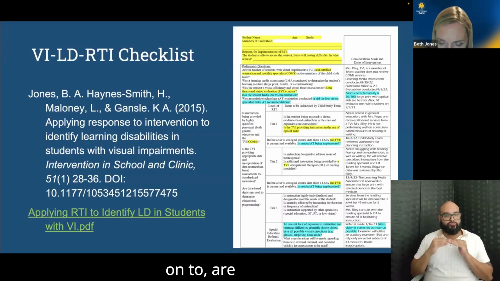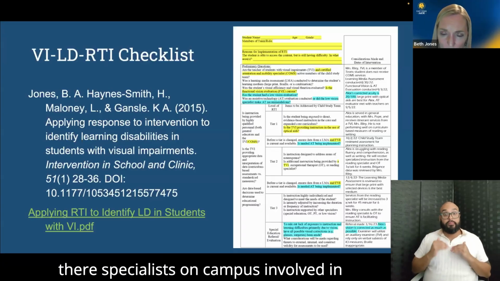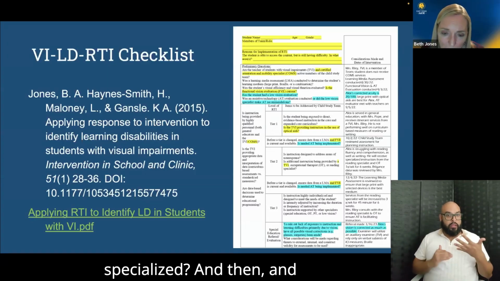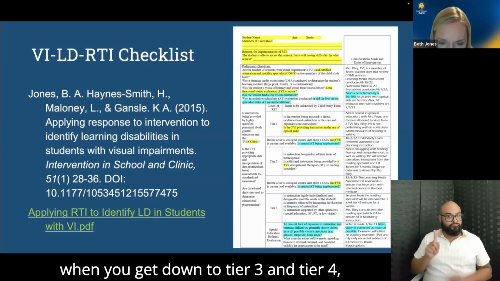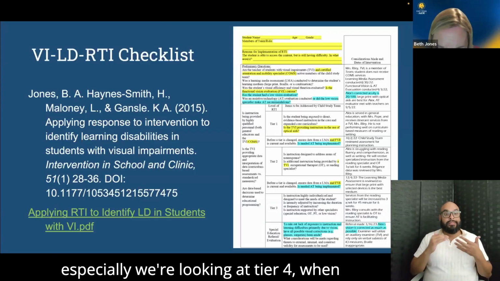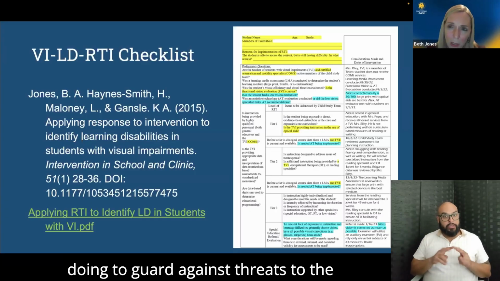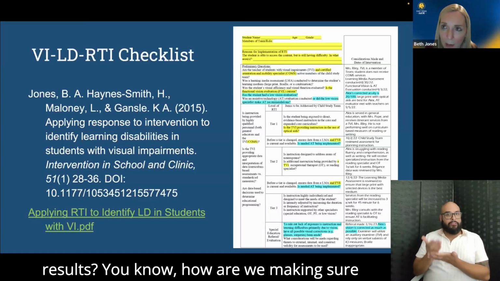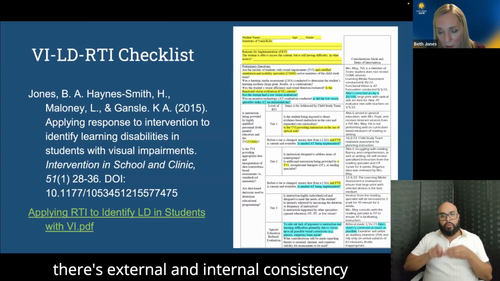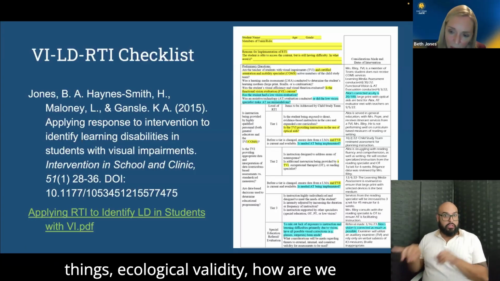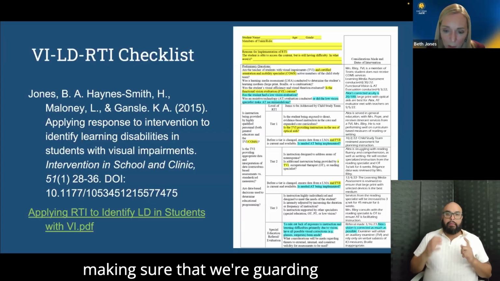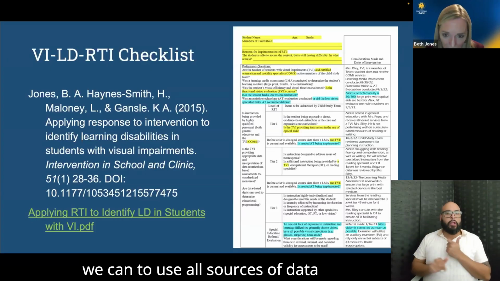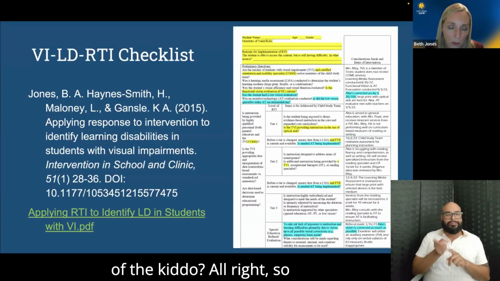And then on to, are there specialists on campus involved in their tiered instruction to make it more specialized? And then, when you get down to tier 3 and tier 4, especially tier 4, when we go to special ed referral, what are we doing to guard against threats to the validity and reliability of our test results? How are we making sure there's external and internal consistency and construct validity and all of these things, ecological validity? How are we making sure that we're guarding against those threats and doing the best we can to use all sources of data to come up with a comprehensive picture of the kiddo?